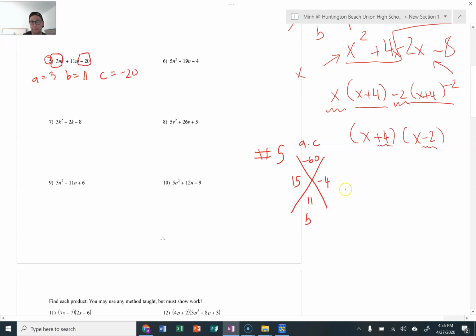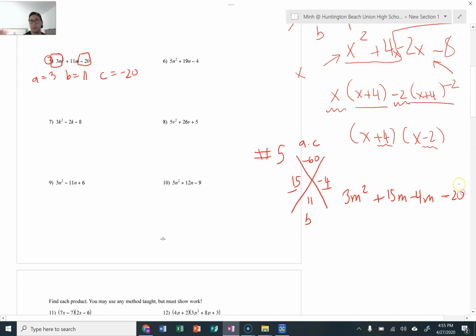So that's going to be 3m squared. The two terms on the left and right, I'm going to make sure I include not only the numbers, but since the entire polynomial has a variable of m, that's going to be plus 15m minus 4m, and then I'm going to write my last term of negative 20.